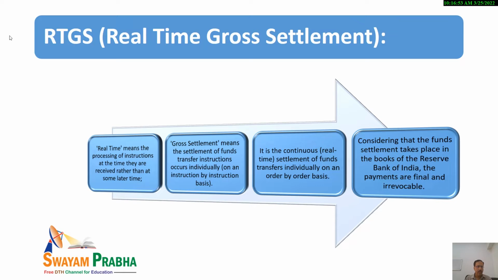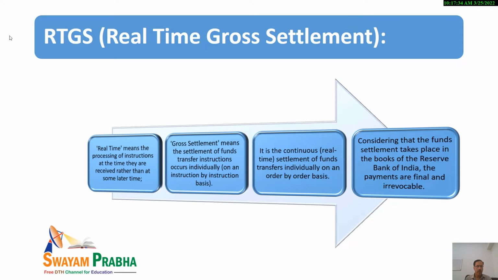It means that transactions, that instructions, are being processed at the time they are given. At the time the instructions are received, they are processed. These are not being processed at a later time. At the same time, very quickly, instantly, these are being processed. And what is gross settlement? Gross settlement means that the funds transfer instructions are being settled on an individual basis, instruction by instruction.